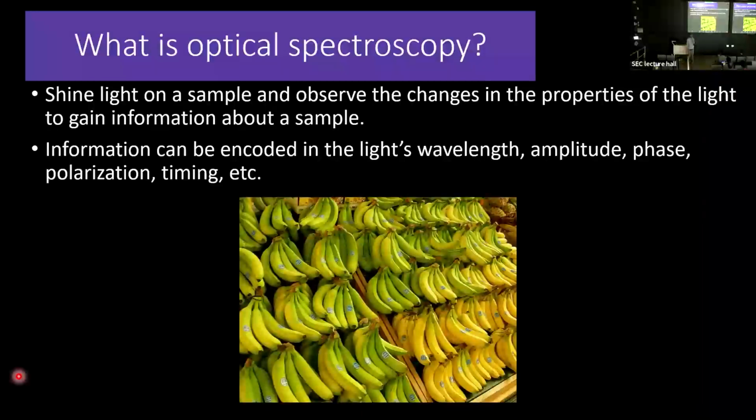You go to the grocery store, you look at the bananas. Some of the bananas are green, some of the bananas are yellow. You shine white light onto the bananas, and they reflect back light of a certain wavelength. You have a wavelength-sensitive detector in the back of your eye. So you can tell these ones are reflecting back more green light, those ones are reflecting back more yellow light.